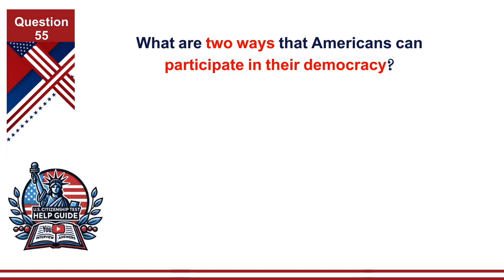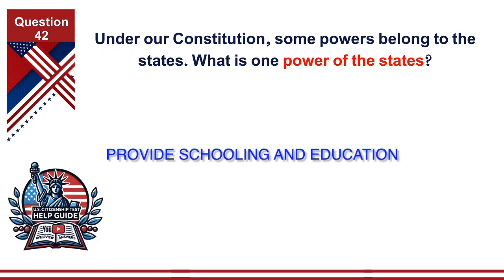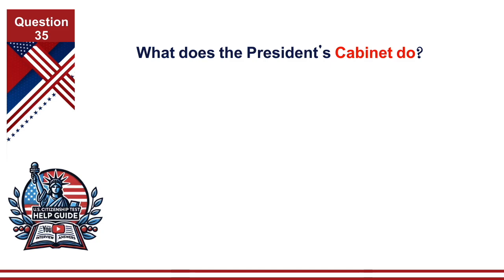What are two ways that Americans can participate in their democracy? Vote. Join a political party. Under our Constitution, some powers belong to the states. What is one power of the states? Provide schooling and education. What does the President's cabinet do? Advises the President.